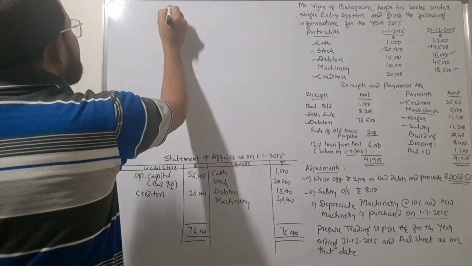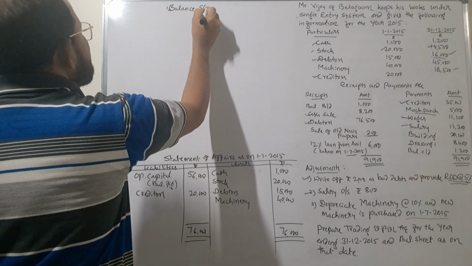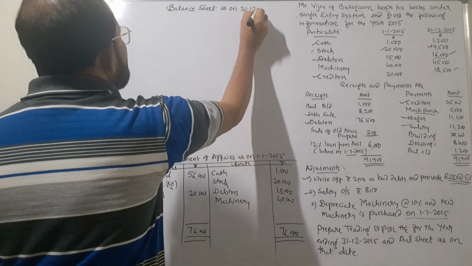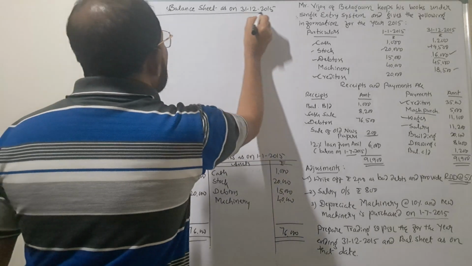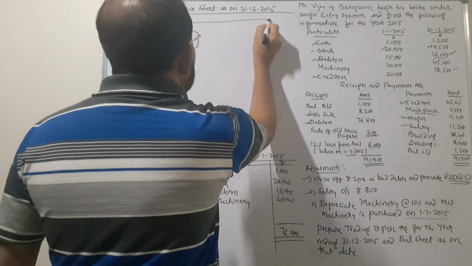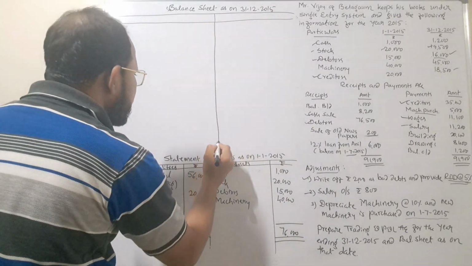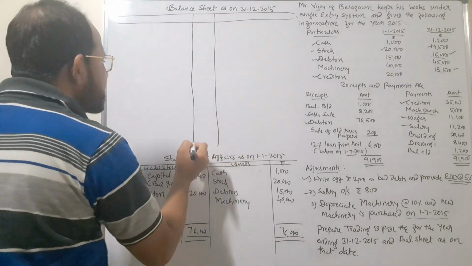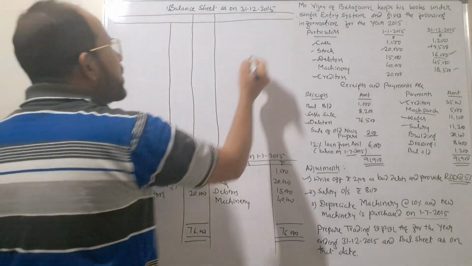Right, balance sheet as on 31st December 2015. Here we have to provide one inner column so that we can make the necessary adjustments there. I am going to provide inner column on both the sides.